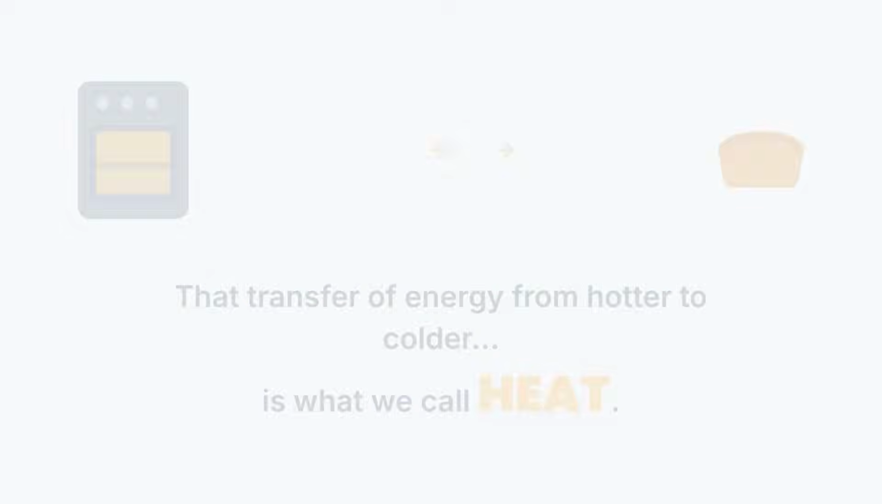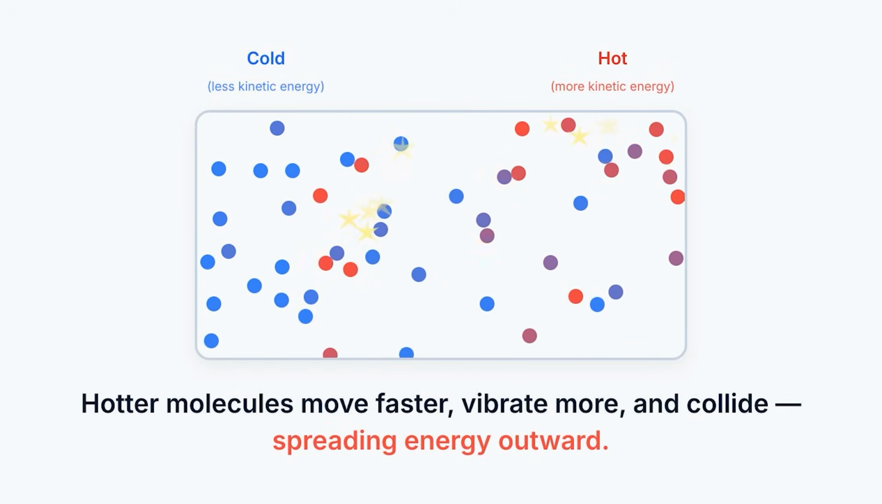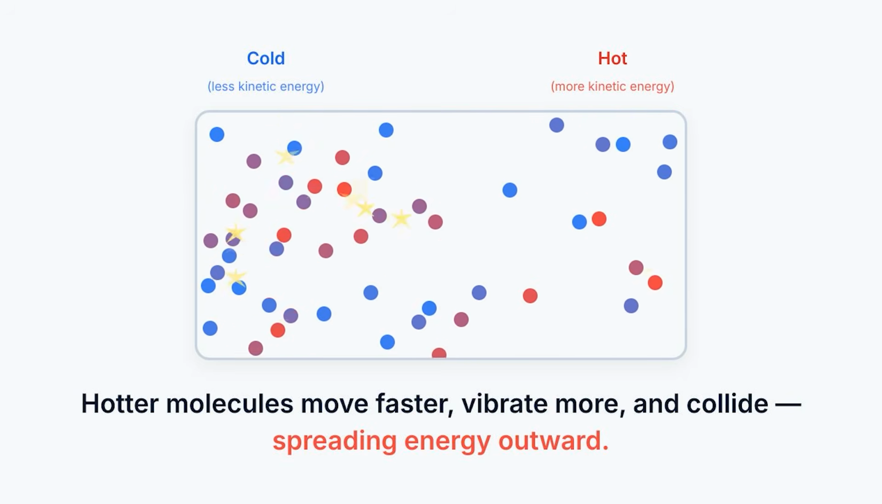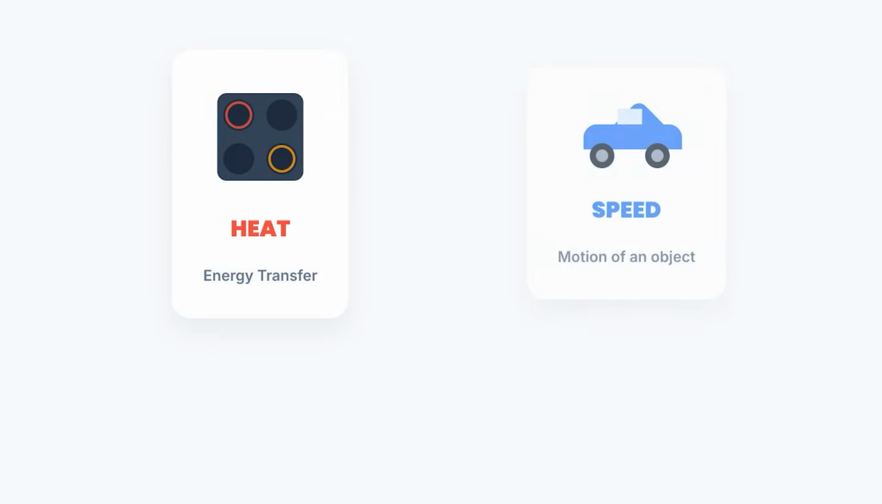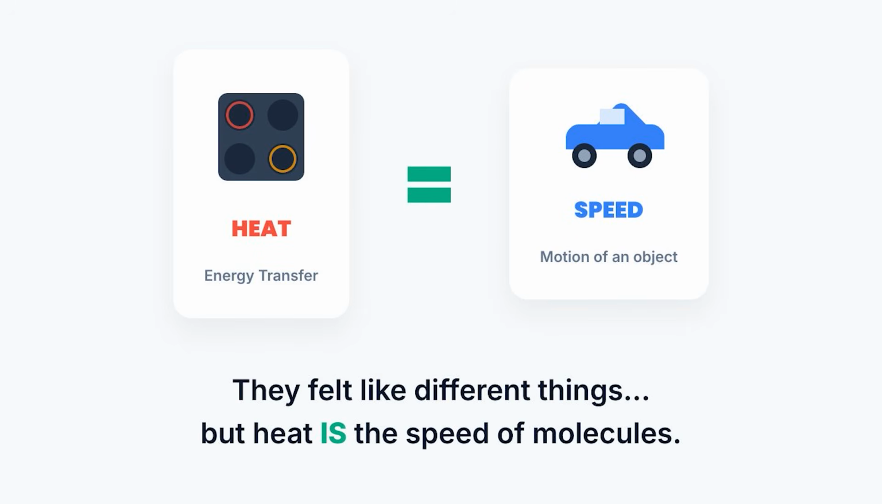Hotter molecules in the oven air have more kinetic energy. That means they move faster, they vibrate more, and they constantly collide with slower molecules, spreading that energy out until it reaches equilibrium. And this used to confuse me because I always wondered, how does heat speed up molecules? Heat is like touching a hot stove and speed is like driving my car on the highway. Those are completely different things, right? Yes, in our everyday experience, they seem different, but at the atomic level, they are fundamentally related.